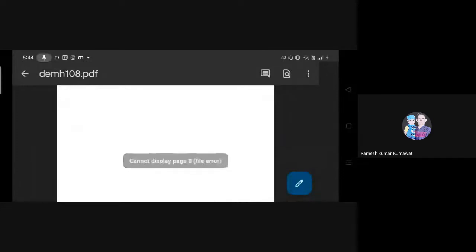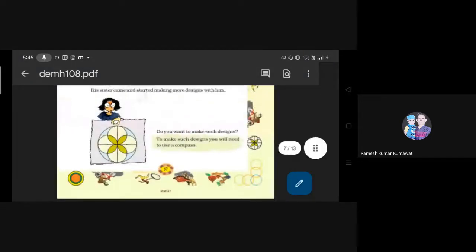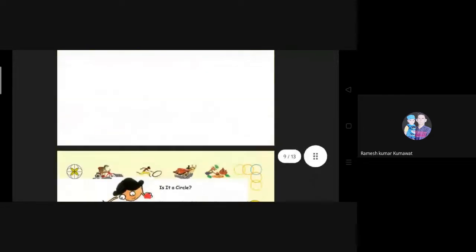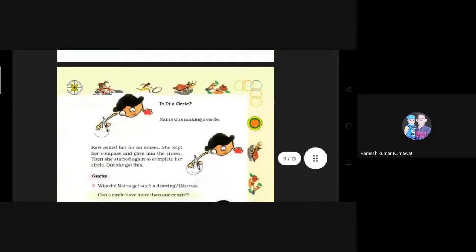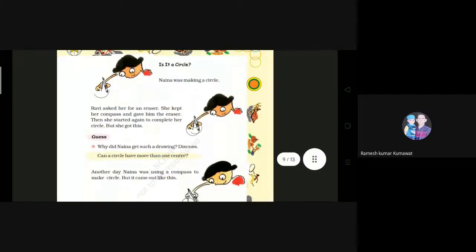Please. So you know how to use a compass. Still, I'm explaining it once again. Open the compass. Everybody has to open the compass. Press the tip of the compass on the paper. Hold the compass from the top. Without moving the tip, try to move the pencil around and you will get a circle. So by using a compass you can draw many more exciting designs on your own. Okay.